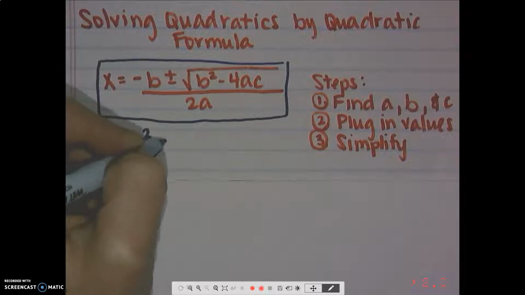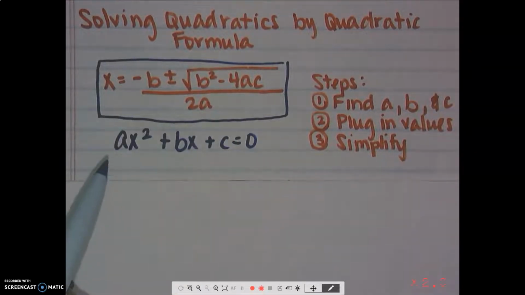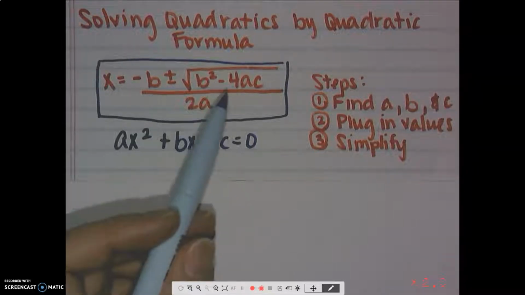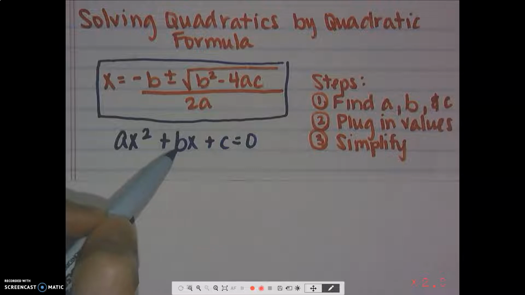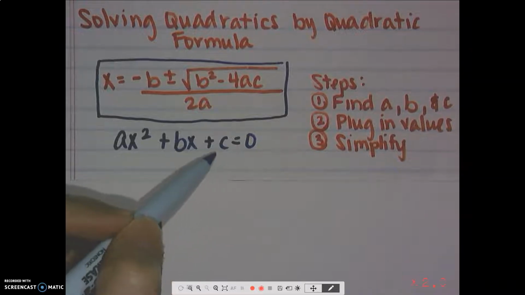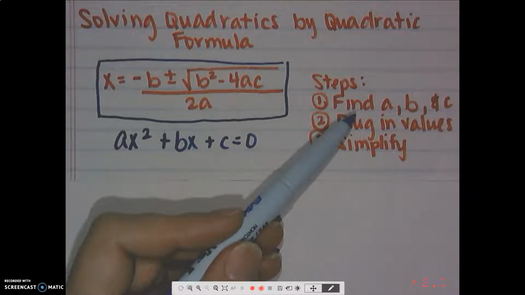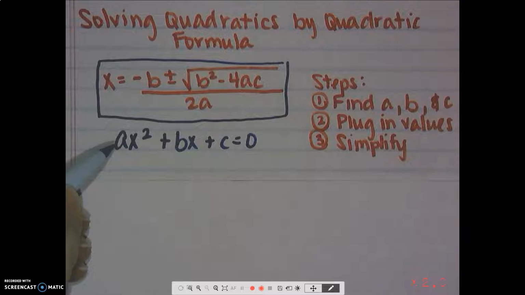But remember that every single quadratic can be written in the form ax squared plus bx plus c equals 0. So that's where the a, b, and c in this formula come from. It's just the number in front of the x squared for a, the number in front of the x for b, and then the number that doesn't have any variable with it, the constant, is our c. So our steps are to find a, b, and c from the equation, plug in the values, and then simplify. But before you can do any of that, your equation must be equal to 0 to find a, b, and c.